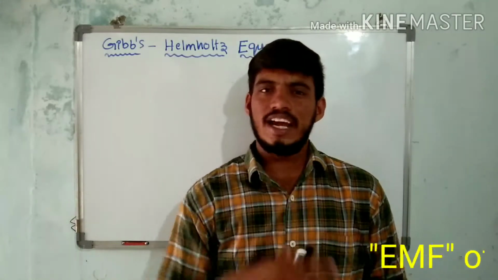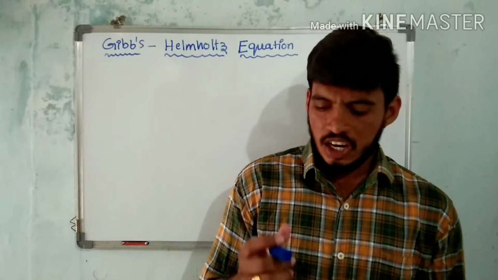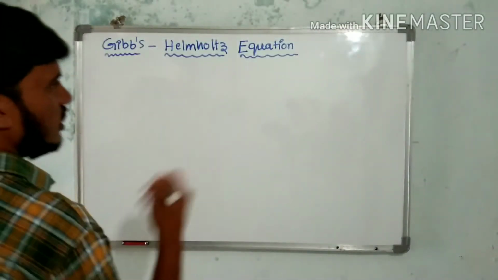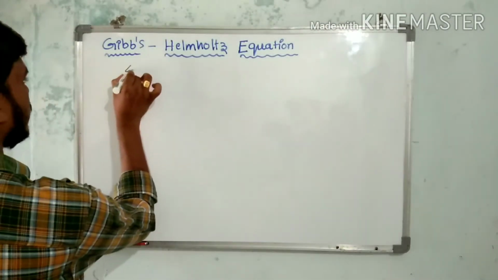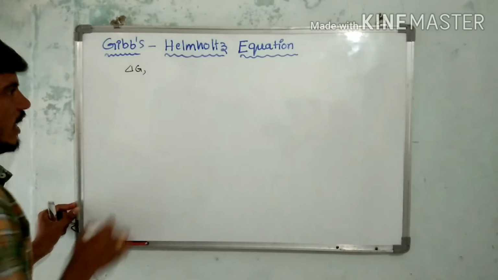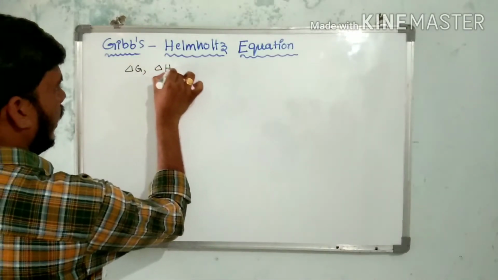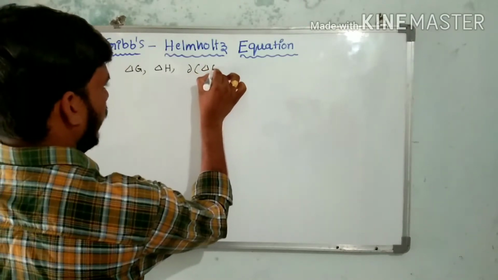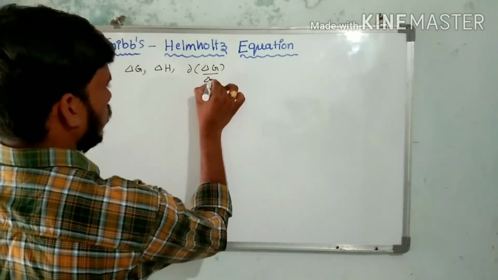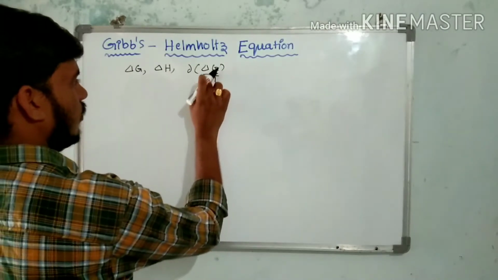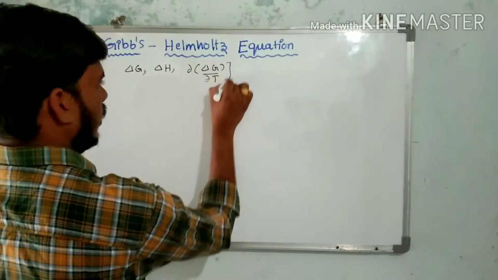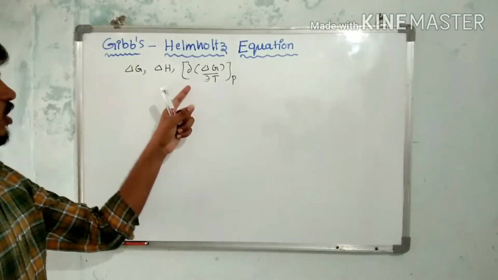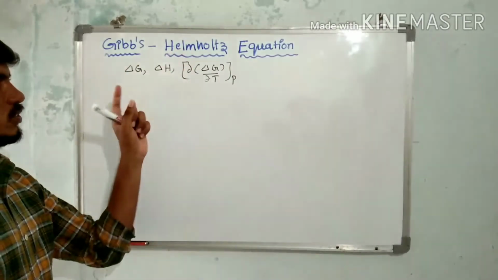First of all, how to derive the Gibbs-Helmholtz equation. Now let's start this section, see this board. The Gibbs-Helmholtz equation is the relationship between the change in Gibbs free energy, the change in enthalpy, and the rate of change of Gibbs free energy with respect to temperature at constant pressure. The relation of these three is called the Gibbs-Helmholtz equation.